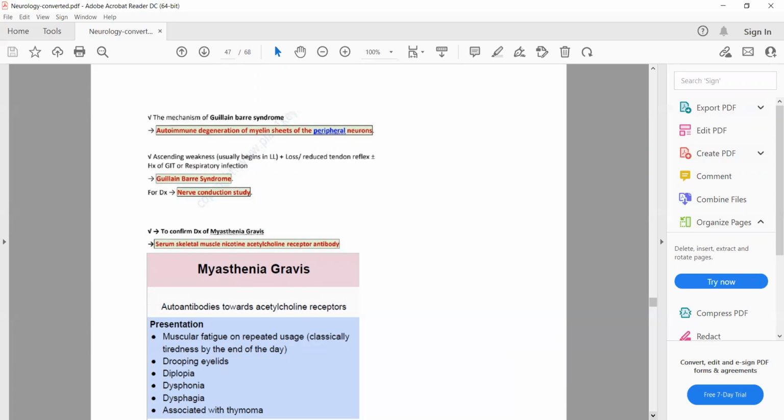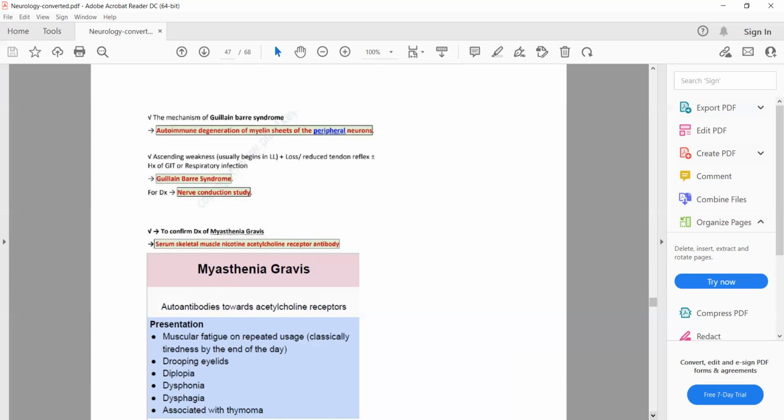So the structure of the neuromuscular junction is very important. There is a presynaptic membrane, then there is a synaptic cleft, and there is a postsynaptic membrane. When an action potential arrives at the presynaptic nerve terminal, acetylcholine is released, which binds with the acetylcholine receptors present on the postsynaptic membrane. This results in the opening of voltage-gated sodium channels and an action potential is generated, which leads to muscle contraction.